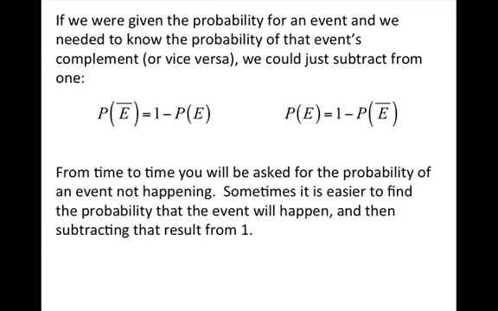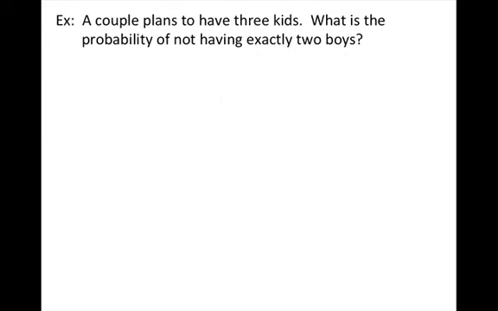Well, from time to time, you're going to be asked for the probability of an event not happening. And sometimes it's easier to find the probability that the event will happen, which is its complement, and then subtract that result from 1. So let's look at an example. A couple plans to have 3 kids. What is the probability of not having exactly 2 boys?